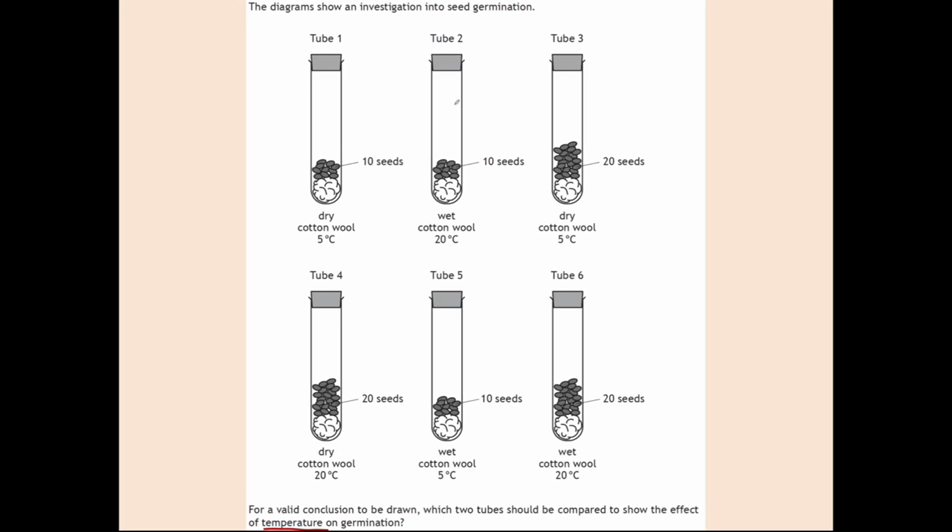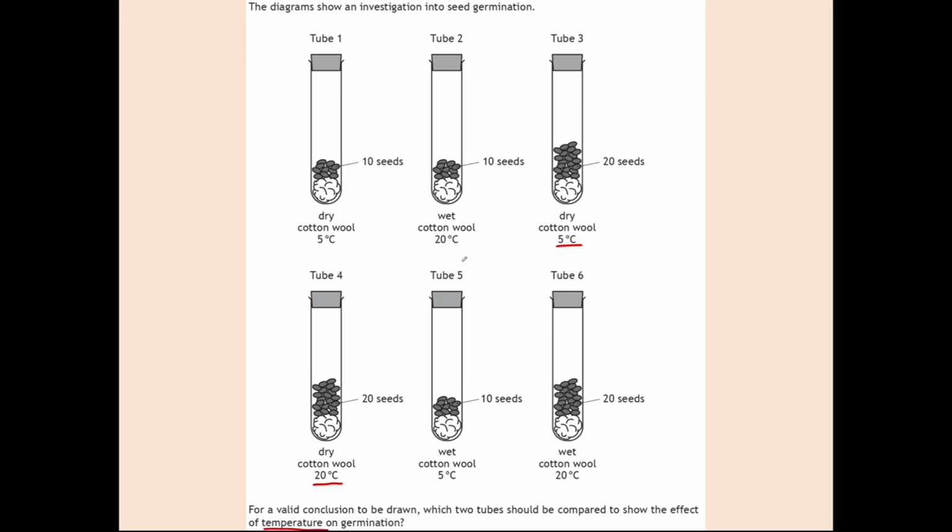So if you want to pause the video just now, you can see which of the 2 tubes would you be able to compare only changing the temperature? Comparing them, looking at the effect of temperature. And hopefully you've worked it out. We're looking at this one here, which is 5 degrees, has dry cotton wool and 20 seeds. And this one here, which also has 20 seeds, also is dry cotton wool, but does change the temperature. So tubes 3 and 4 there would be valid in terms of comparing them in terms of temperature.